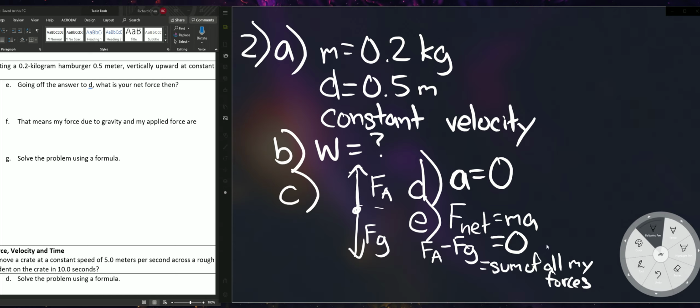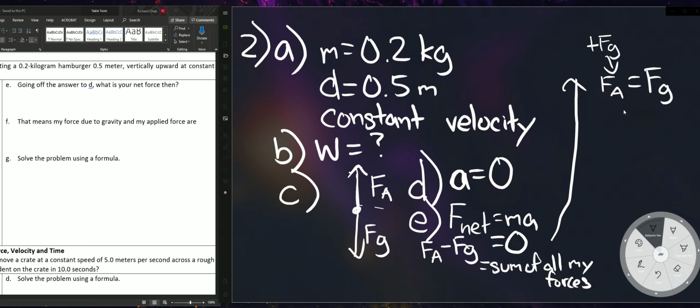If you solve for this, you add Fg on both sides, and then you get Fa is equal to Fg. Well, now we just figured out what our force is. We want our applied force, the force with which we're lifting this hamburger up to our mouth.